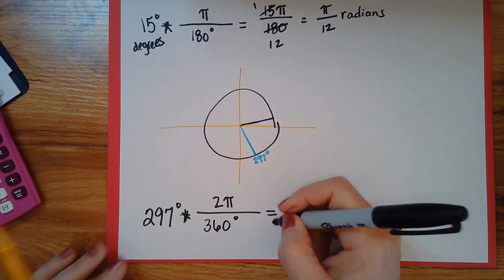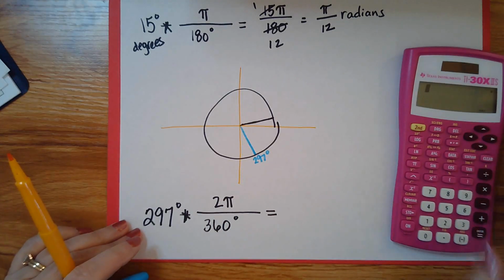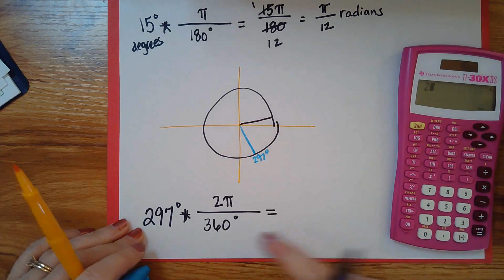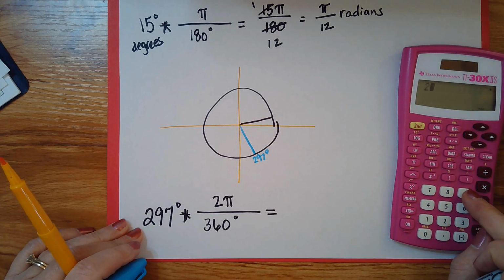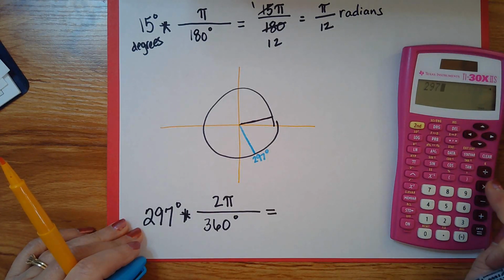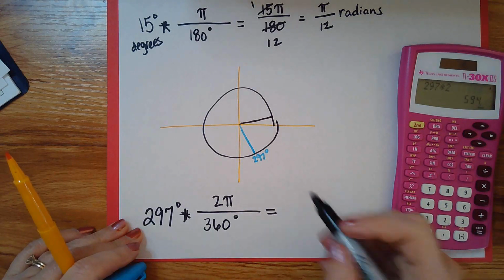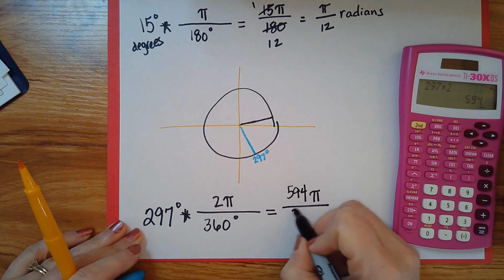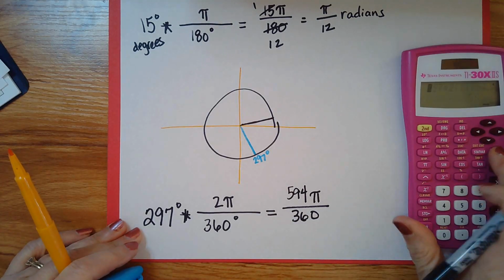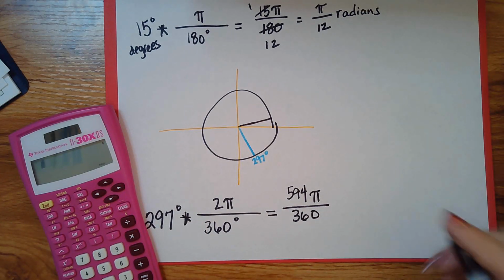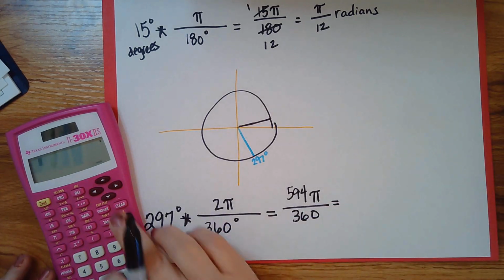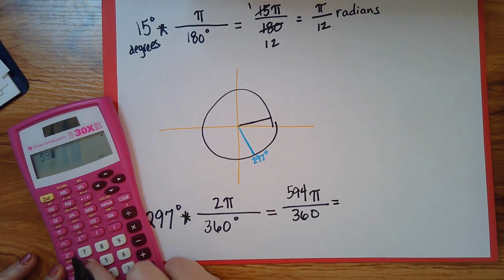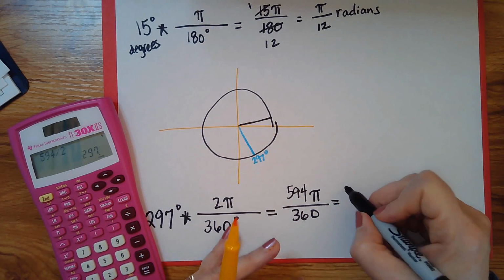Now, you might not like this method because you might say, Mr. Lisi, the numbers get so big when you use this. Yeah, well, what can I say? I'm just feeling wild. So that's 594 pi on top divided by 360. And this is going to take quite a bit of work to reduce, and I don't feel like working hard. So I'm just going to divide the top and the bottom by 2.